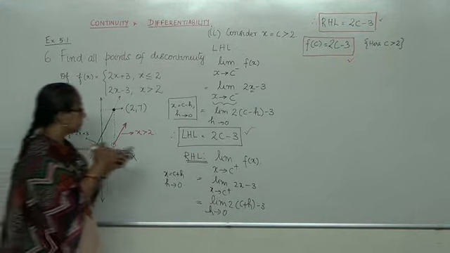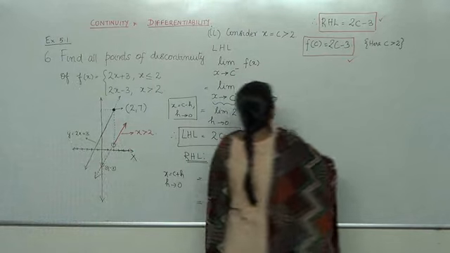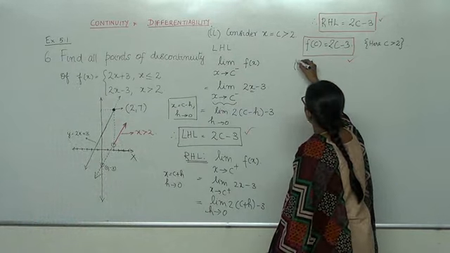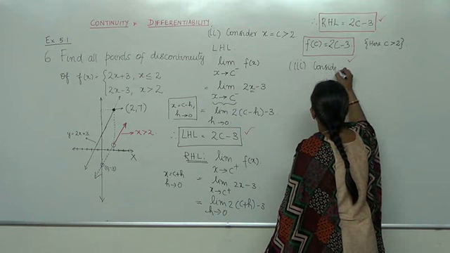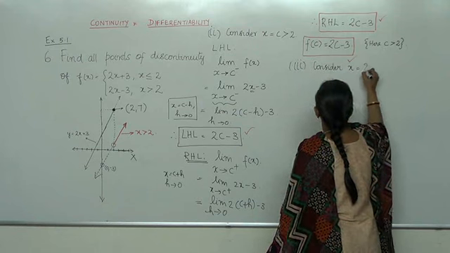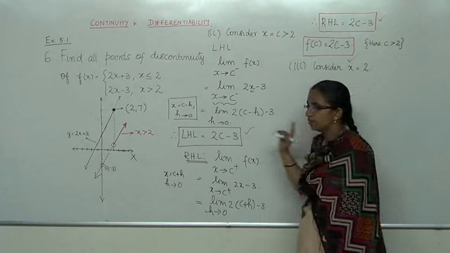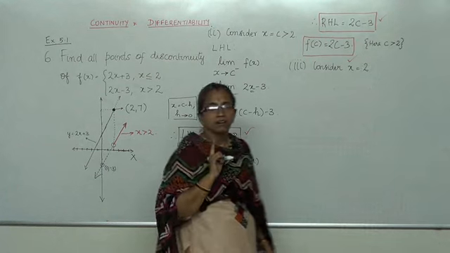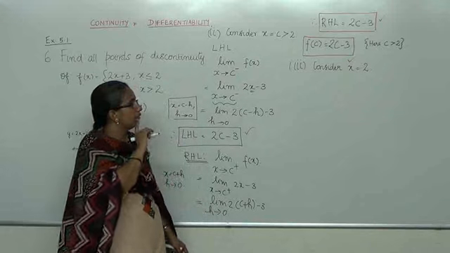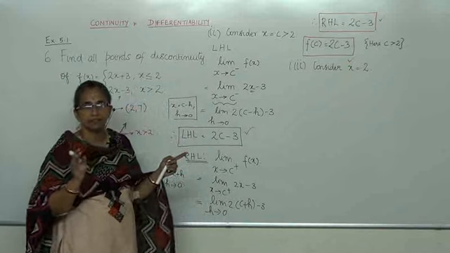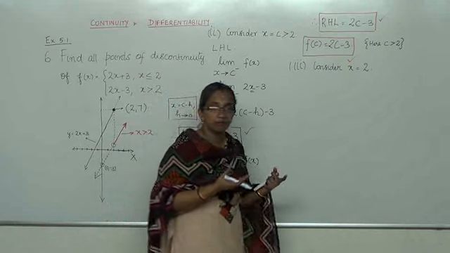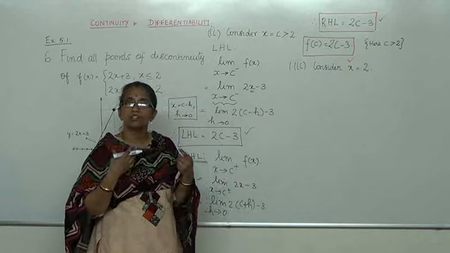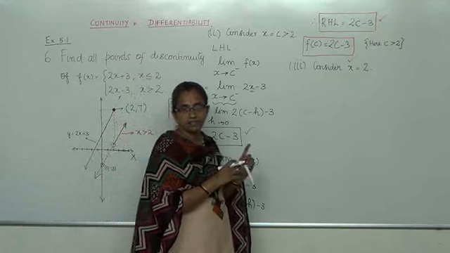Alright, now comes our critical part, the third one. Consider x is equal to 2. So we should now get the values of LHL and RHL which are different, which means the limit itself will not exist, which will further imply that the function will not be continuous at x is equal to 2.